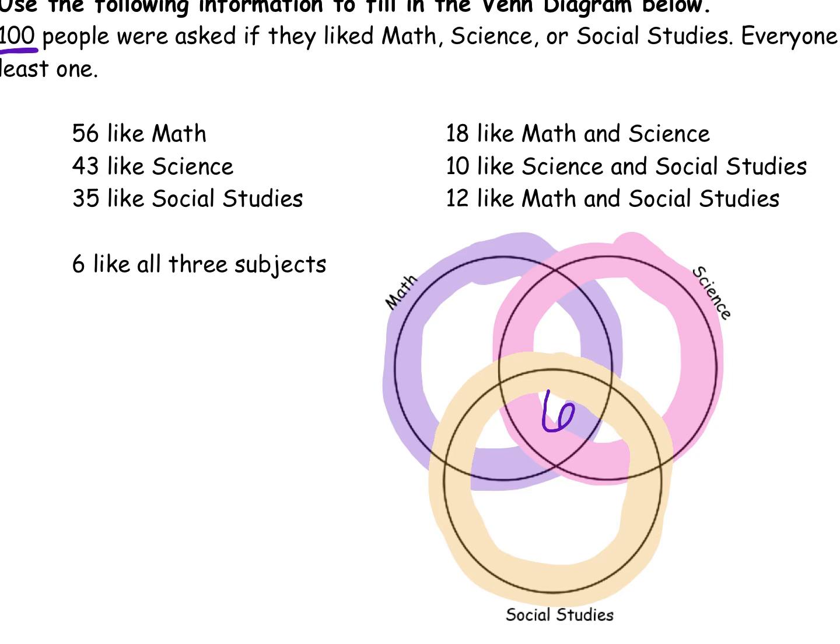So this was, what was it? 12. Thanks. 12 goes there. So which area do you want to go to next? Let's do the math. So, no, let's keep doing the inside. What's next? Math and social studies? Yeah. Okay, so what's going to go in my math and social studies circle? So math and social studies have 12. 12. So what goes in this little spot right here?